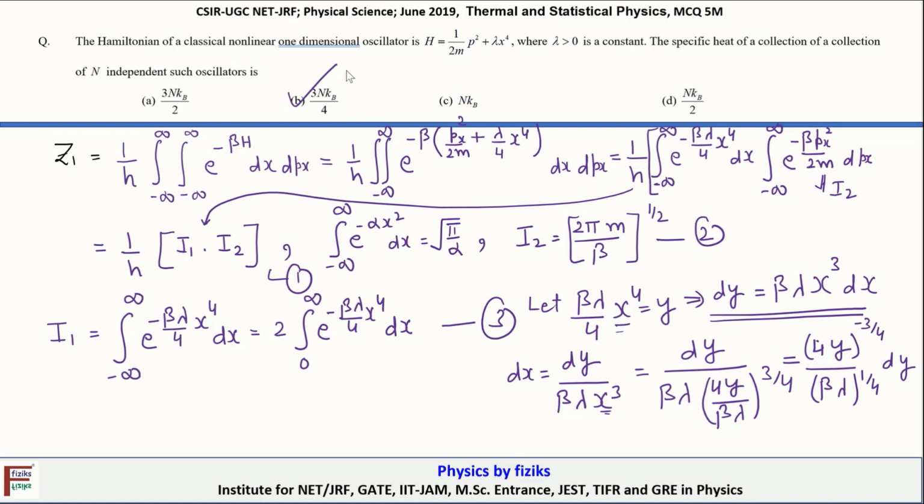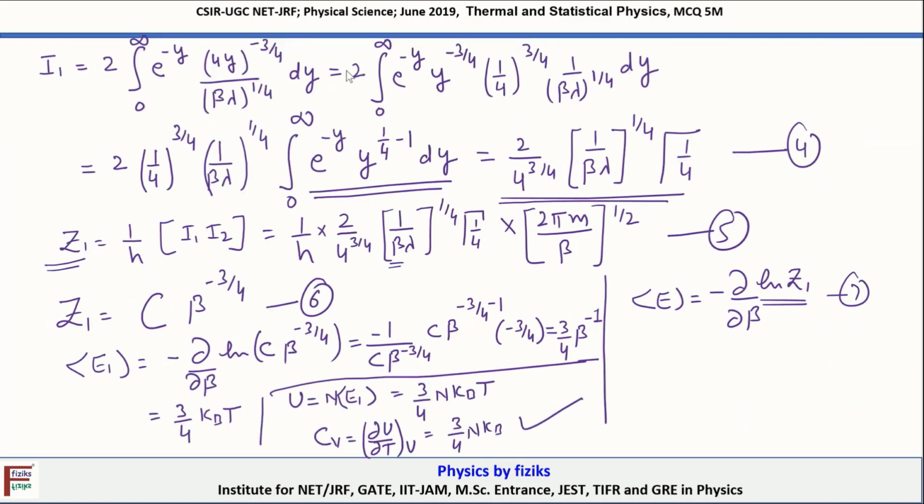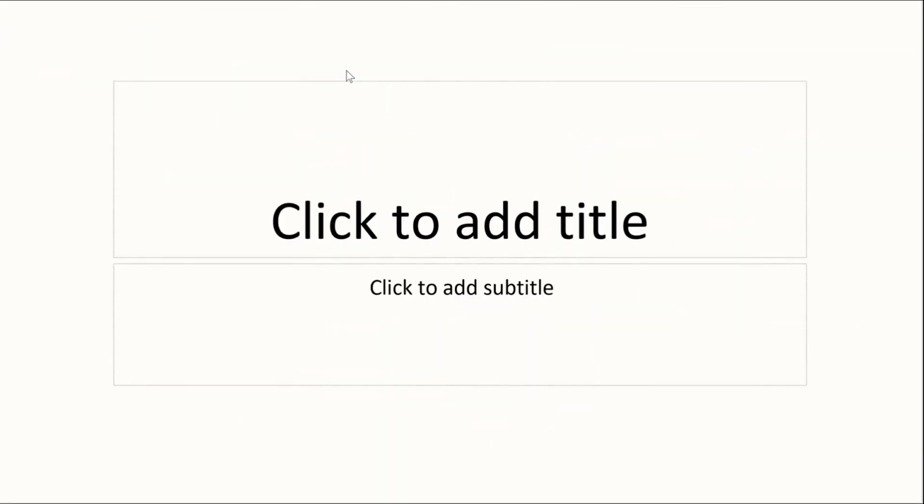As I mentioned in the beginning, we can also solve this problem by making use of the equipartition theorem. But the equipartition theorem is basically valid for the quadratic energy terms. So let me give you a hint on how we can solve this problem immediately, within 1 minute, by making use of that standard result.